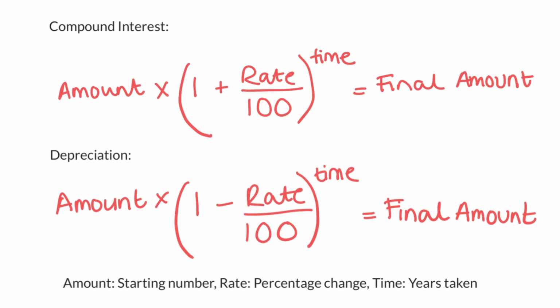You can do the calculation by working out how much the value changes each year, working it out year by year if you want to, or you can use this handy formula. So when the amount is going to increase, you take your starting amount and times it by 1 plus the rate divided by 100, all in brackets, to the power of the time scale that you're looking at. If the amount's going to decrease, you do the starting amount times 1 minus the rate divided by 100 in brackets to the power the time scale that you're looking at. The amount is your starting number, your rate is your percentage change, and your time is the years taken.